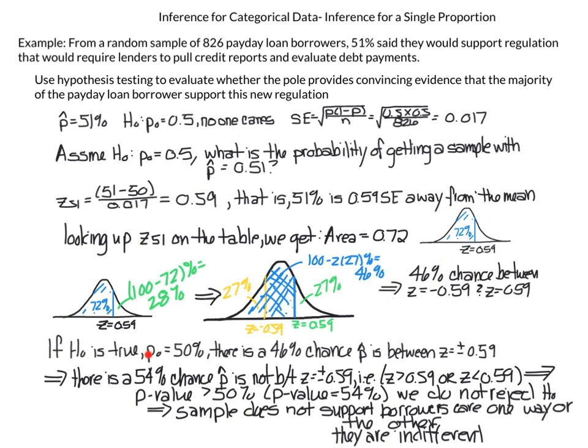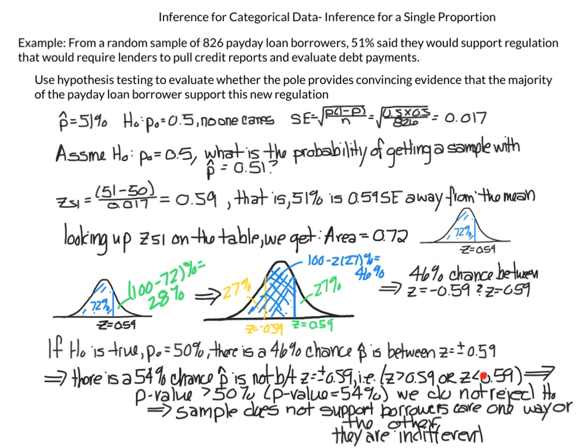So if H naught is true, then P naught is equal to 50%. There's a 46% chance that P hat, your sample, will give you something between Z equals plus or minus 0.59. So there's a 54% chance that P hat is not between Z equals plus or minus 0.59. In other words, it's outside, in the yellow and the green areas. So the p-value is greater than 0.5, because the p-value here is 54%. So we do not reject H naught, because the sample does not support borrowers' care one way or the other.